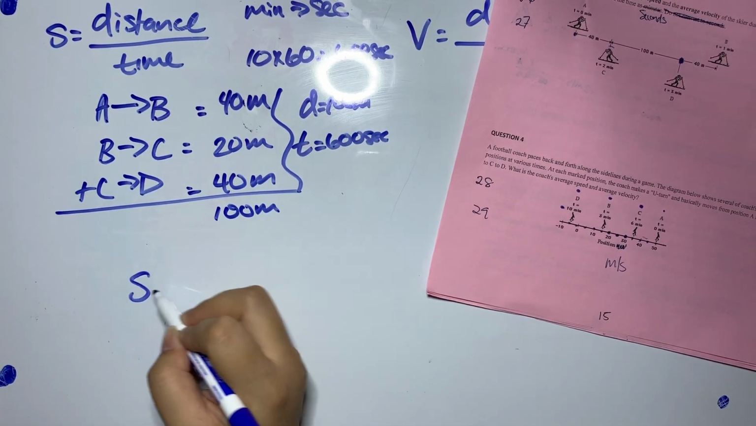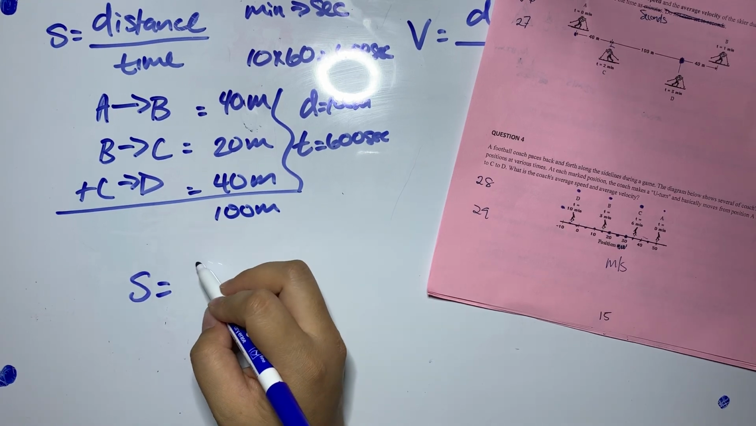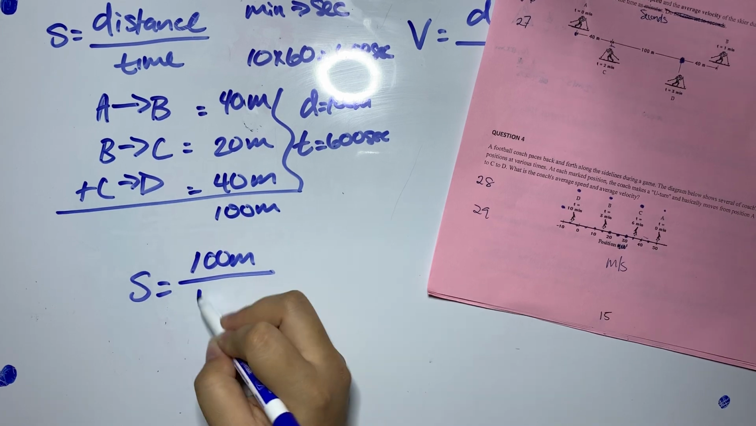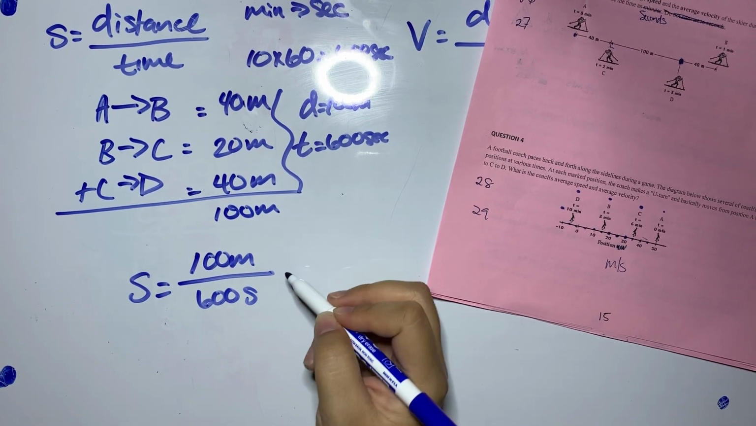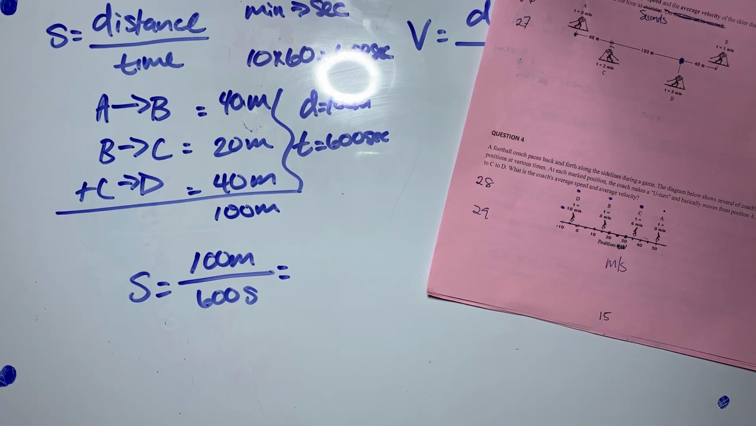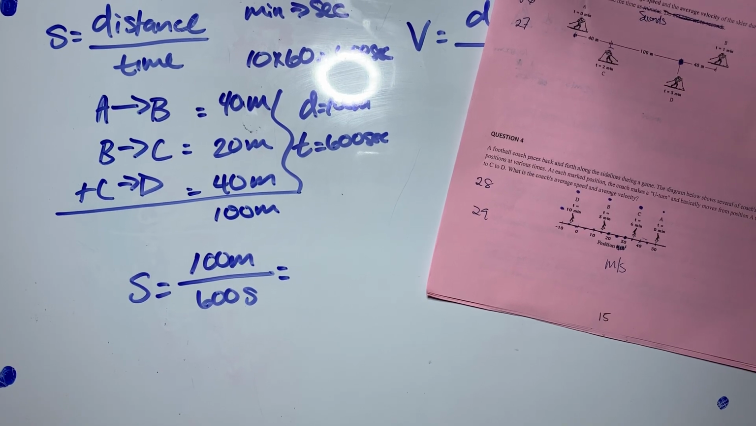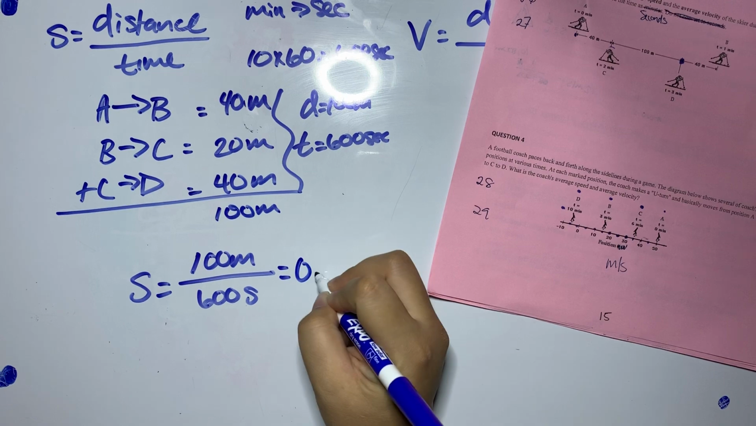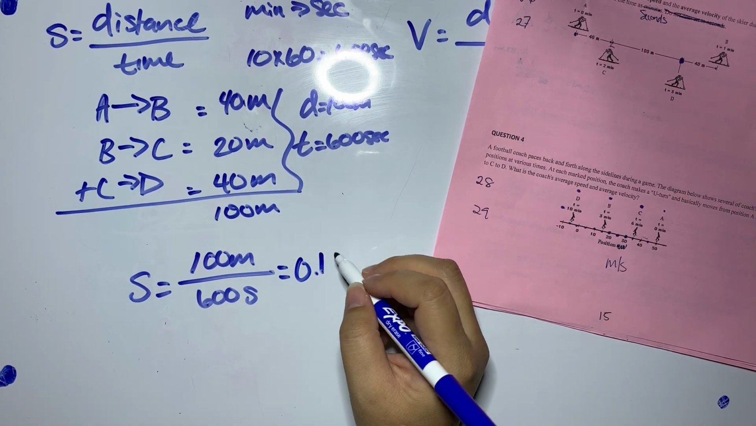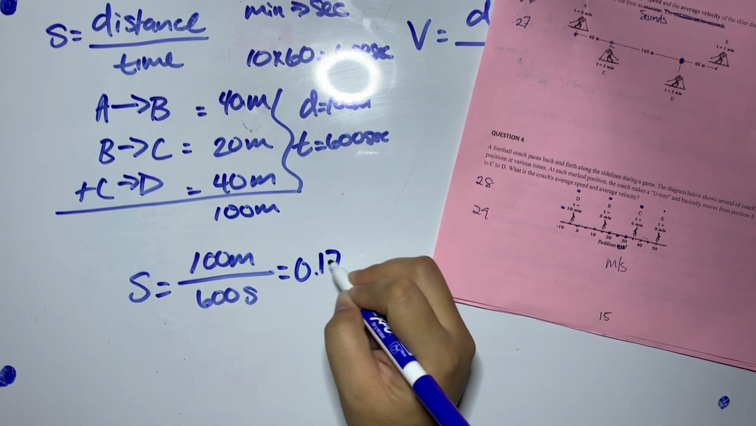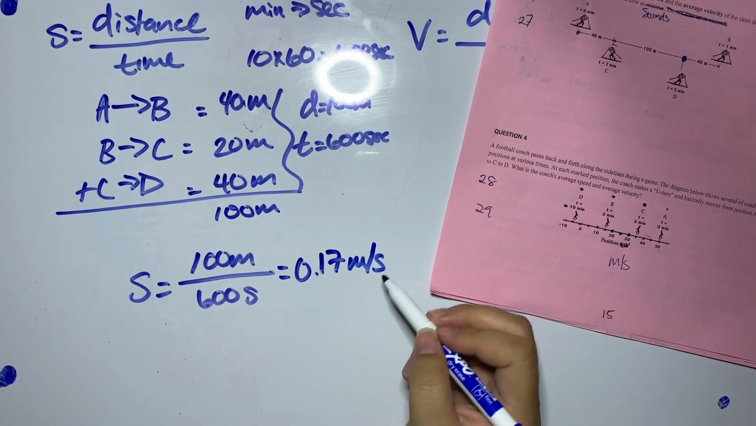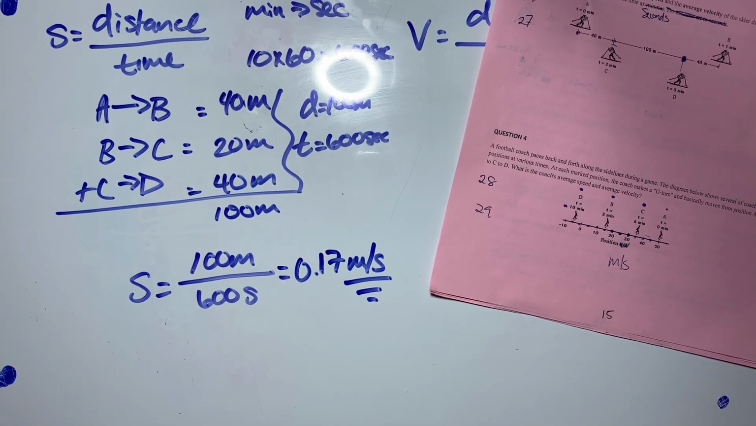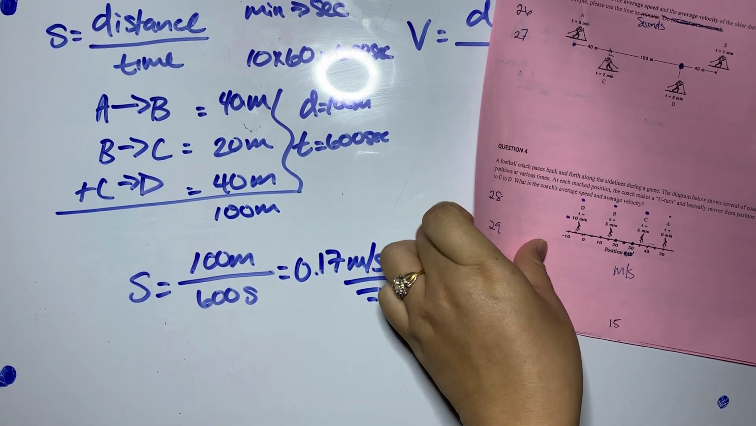Now put it into your equation: 100 meters divided by 600 seconds. Put it into your calculator. I get 0.1666, and I'll round it to 0.17 meters per second. Like I said, don't ever forget your units. That's your average speed.